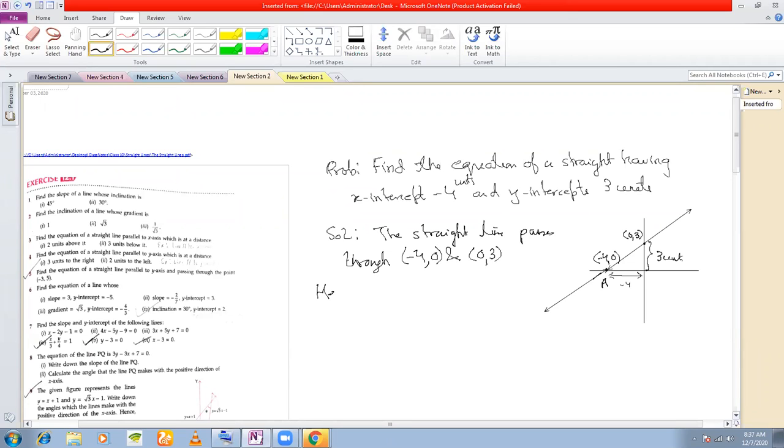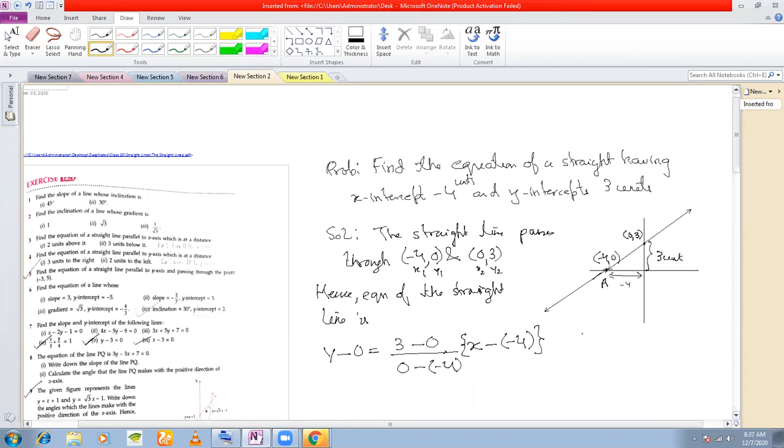Hence, the equation of the straight line is, now use two point form. Take this as your x1, y1. Take this as your x2, y2. Hence, the equation of the straight line is y minus y1, which is 0, equals y2 minus y1, that is 3 minus 0, by x2 minus x1, that is 0 minus -4, into x minus x1, that is x minus -4. This is the equation of the straight line.